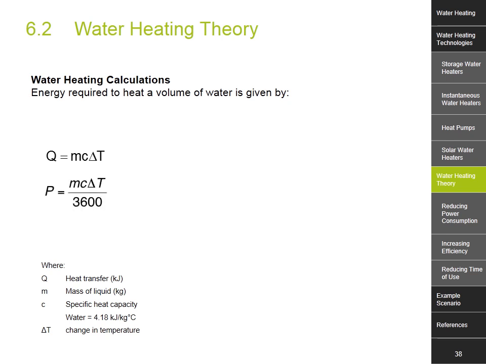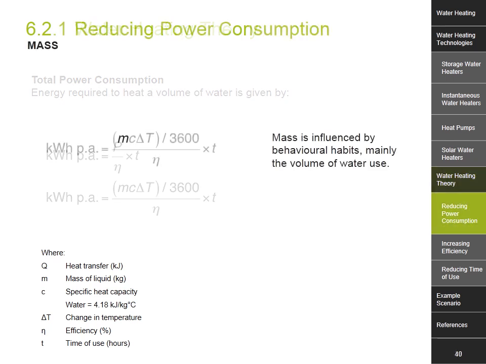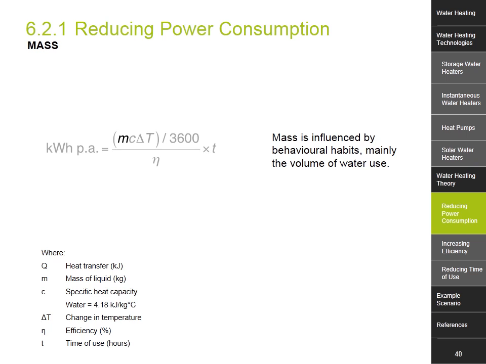To convert kilojoules to kilowatt hours, in order to make it useful, we must divide by 3,600. So taking the familiar equation kilowatt hours per annum equals P on eta by time, we can substitute the new equation. To reduce the power consumption, we'll first look at altering the mass of the water being heated. This number is mainly influenced by the use patterns of the user.